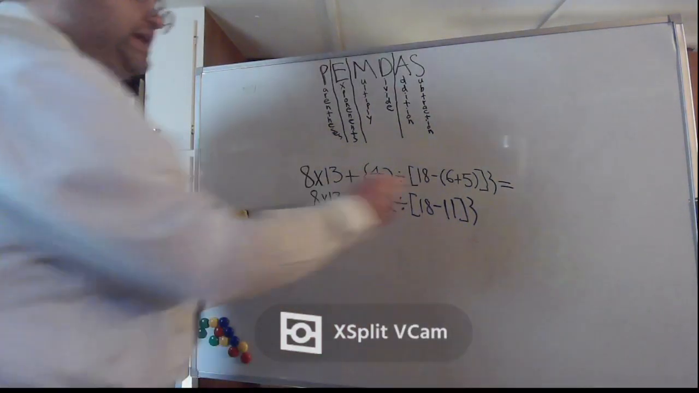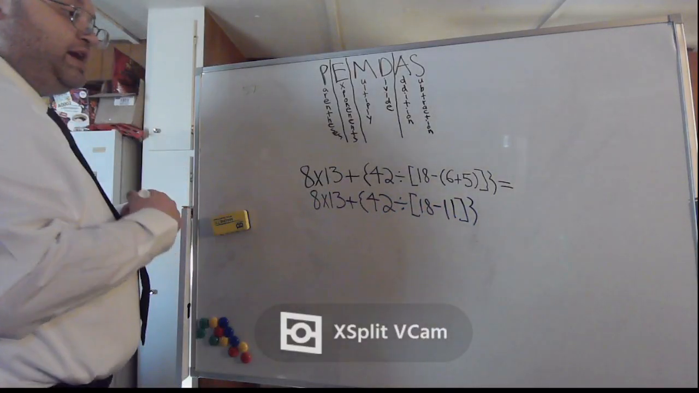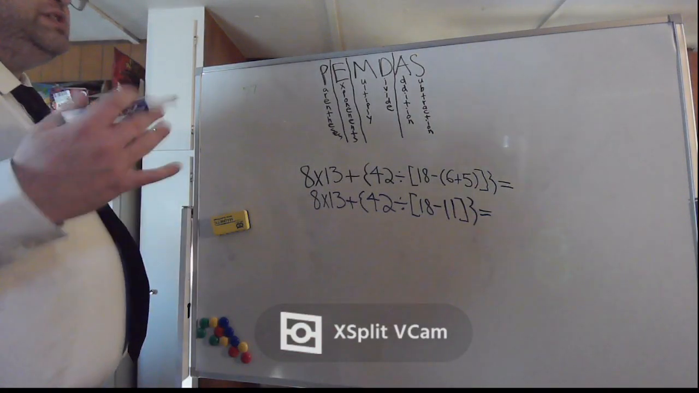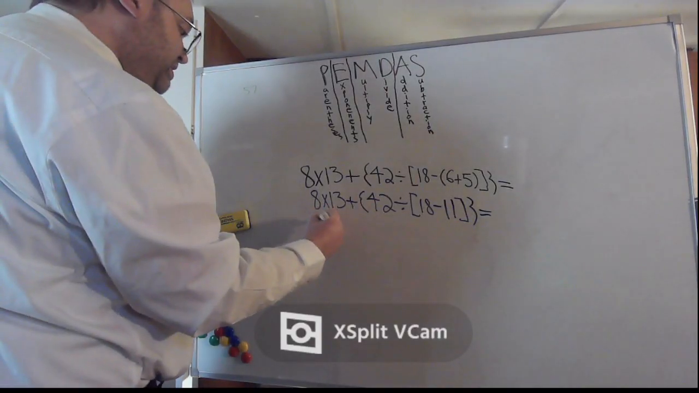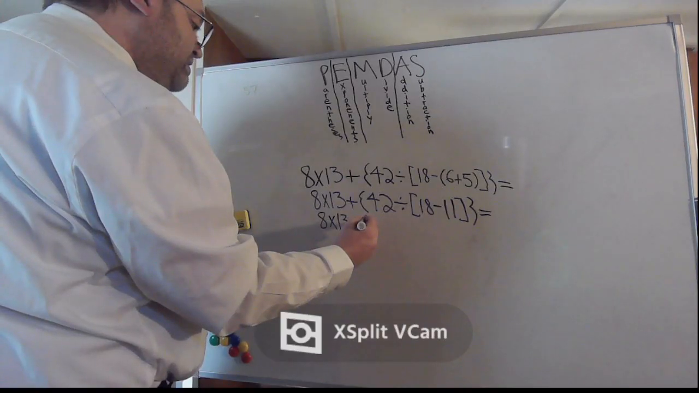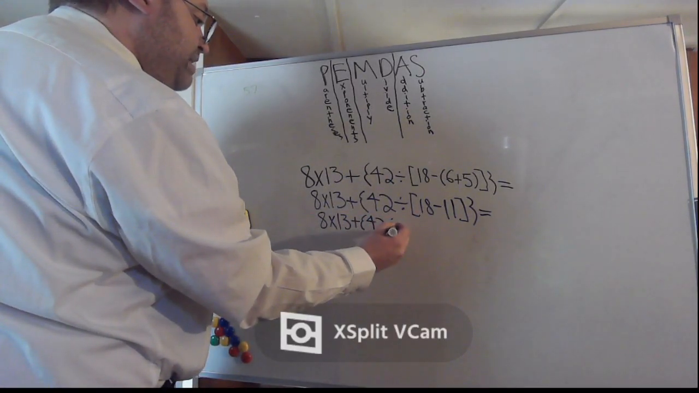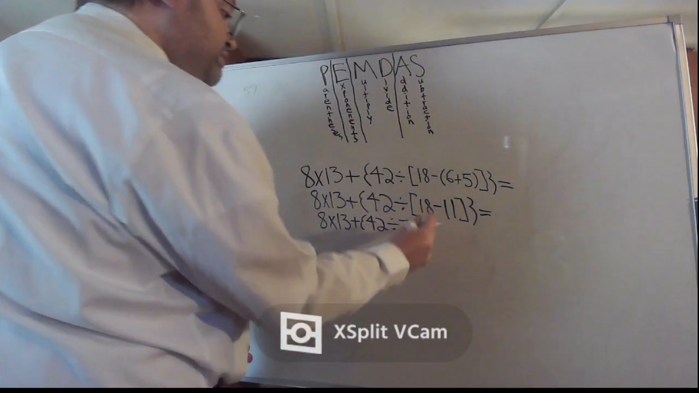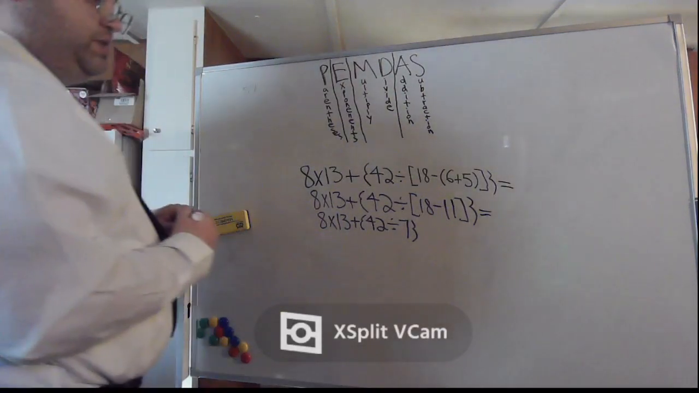So we've solved for the innermost parentheses, so now we can reduce it down to just brackets inside of the other brackets. So sticking with the order of operations, we're still dealing with parentheses. The brackets function as parentheses. So you'll have 8 times 13 plus, in the parentheses, 42 divided by, what is 18 minus 11? Well, that's 7. So those other brackets go away. Now you're down to a simpler equation.